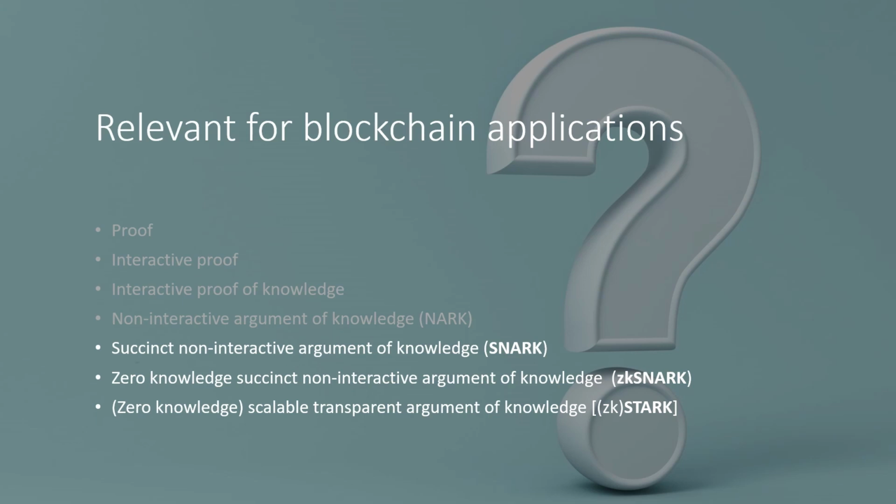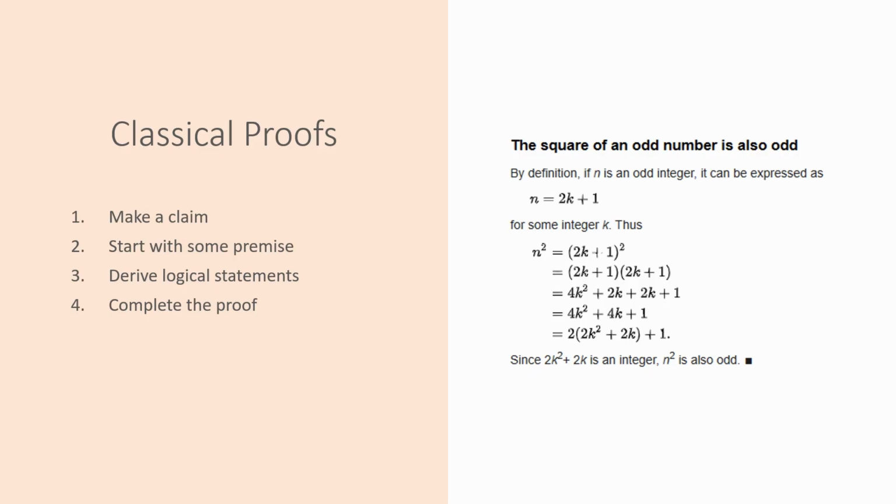In this next section, we're going to start with the classical proof, then introduce interactive proofs, and build our way up to the SNARK. Let's begin by looking at the classical proof, which is what most people are familiar with. The construction of a classical proof looks like this. First, you make a claim, then you define some premises, also known as lemmas, axioms, or assumptions. From these premises, you derive logical statements. Finally, you end with a conclusion that either supports or contradicts the claim, and the proof is complete.